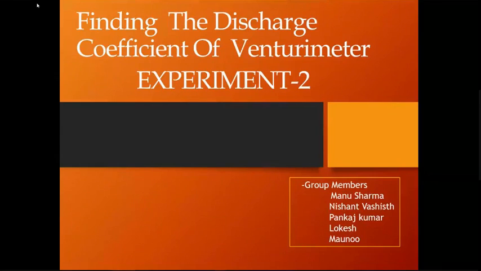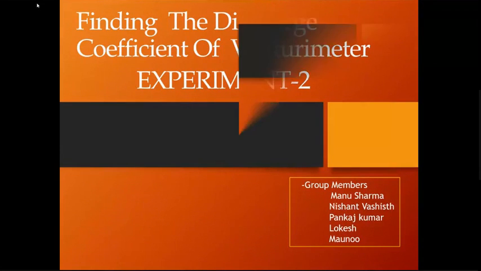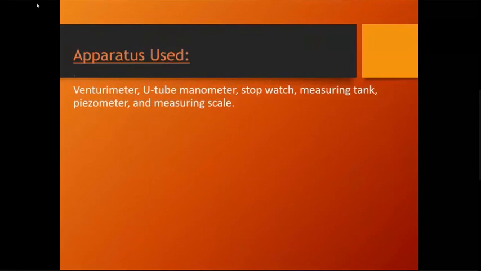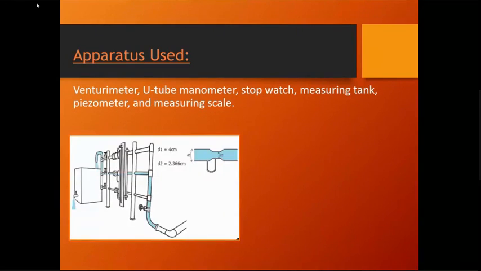So as you know, our second experiment is finding the discharge coefficient of Venturimeter. Let me just brief you with some important terms first. First is Venturimeter. It is a flow measurement device which has a varying cross section. This varying cross section creates a pressure difference which is calculated with the help of a manometer, and this pressure difference will further help us to calculate discharge from the pipeline.